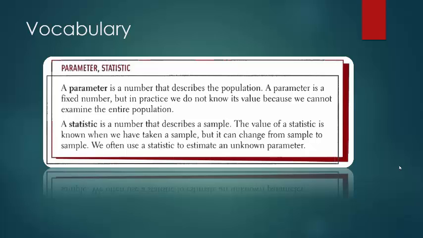Then the next thing that we've had before is a statistic, and it's a number that we get from a sample. It's going to be either our x bar, our mean, or our s sub x, which is the standard deviation from our sample, and that's going to vary from sample to sample.